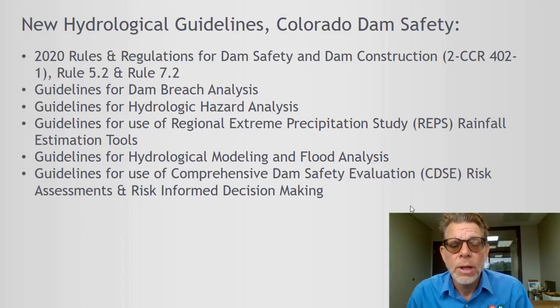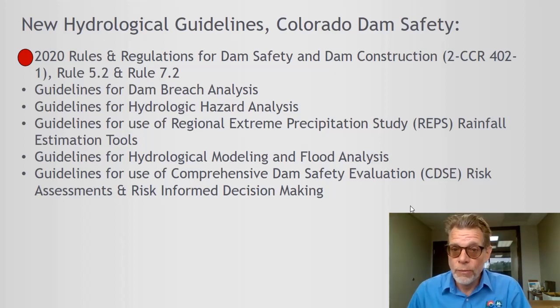So firstly, we developed our 2020 rules and regulations for dam safety and dam construction. Mainly Rule 5.2 is the rule that covers the state engineer's safety evaluation of existing dams, which comes from authority under statute 37-87-107. 5.2 lays out the rule for evaluating dams by potential failure mode analysis or risk analysis, risk-informed decision making.